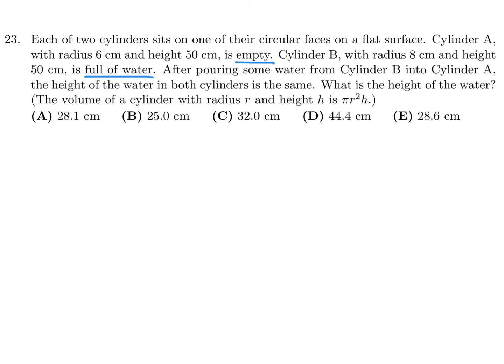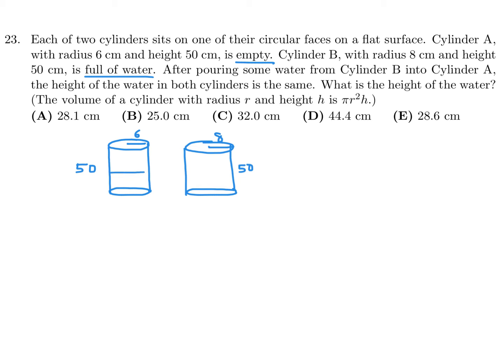Okay, so let's see if I can draw a diagram. We have the first one, and the second one has a slightly bigger radius, something like that. Both of them have height 50, and that's 6, and that's 8, according to the question. Initially you have all this water, and then you pour it, and when you pour it, they're going to have the same height.